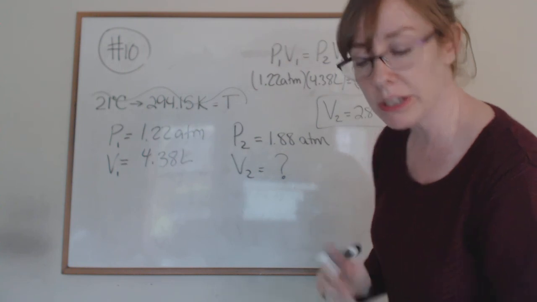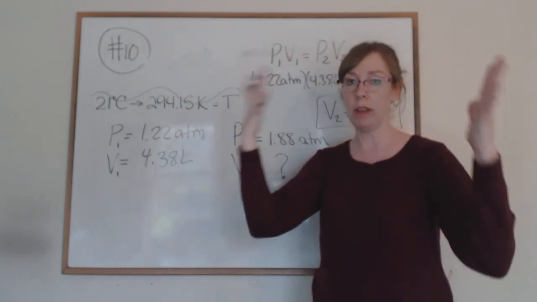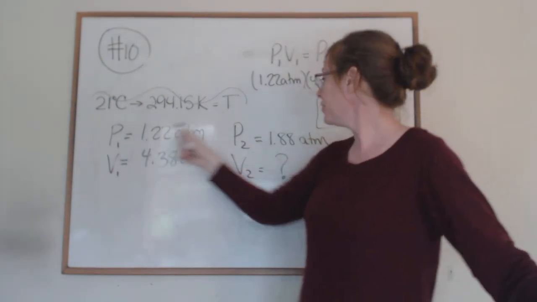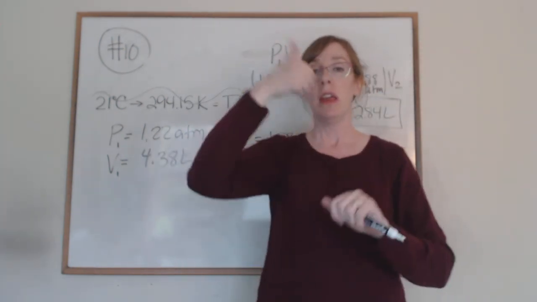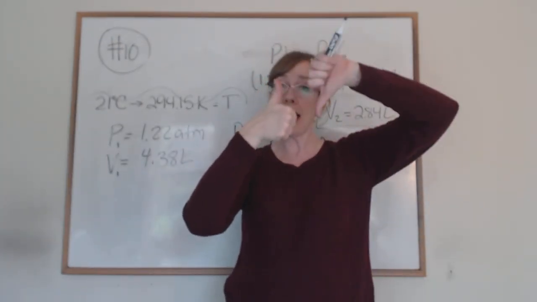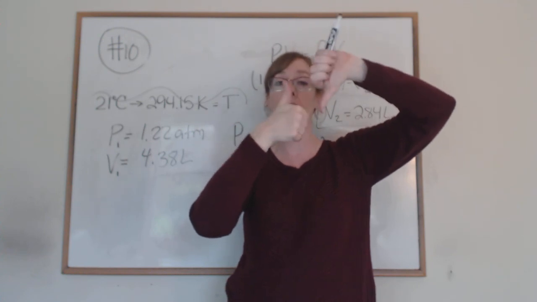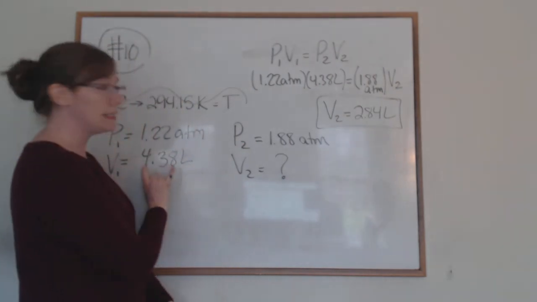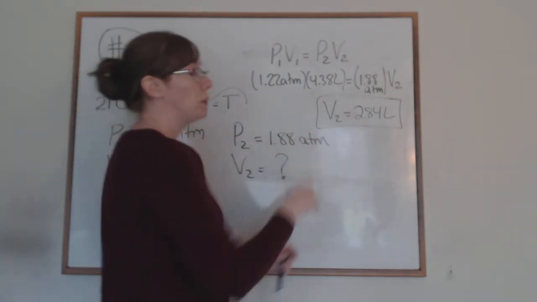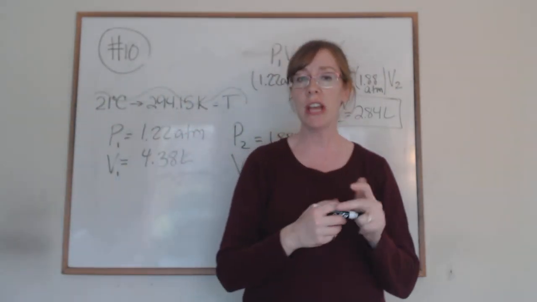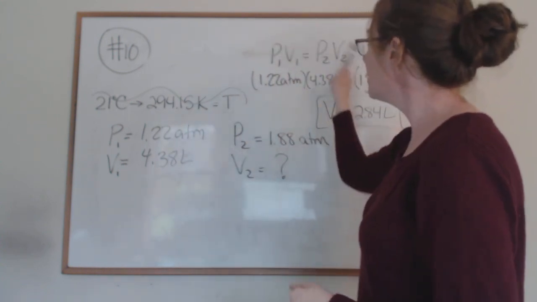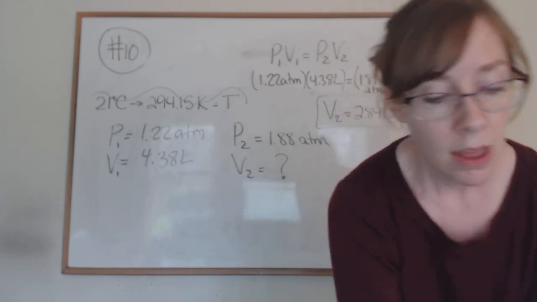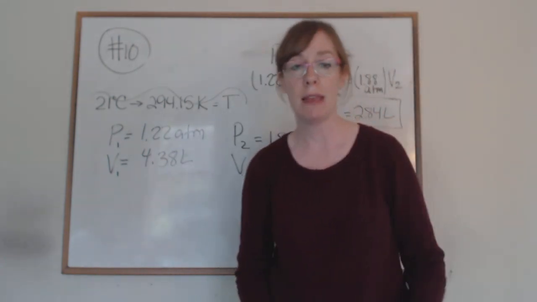Before I move on to the next problem, or if there was another problem, I always think, does it make sense? What did I do to the pressure? I increased the pressure. If you increase the pressure of a gas, volume has to go down because pressure and volume are inversely proportional. So did the volume go down? Yes, it did. It went from 4.38 to 2.84. And that's just a good check. If you did something weird with the equation or the algebra or whatever, it can sometimes prevent you from making mistakes.